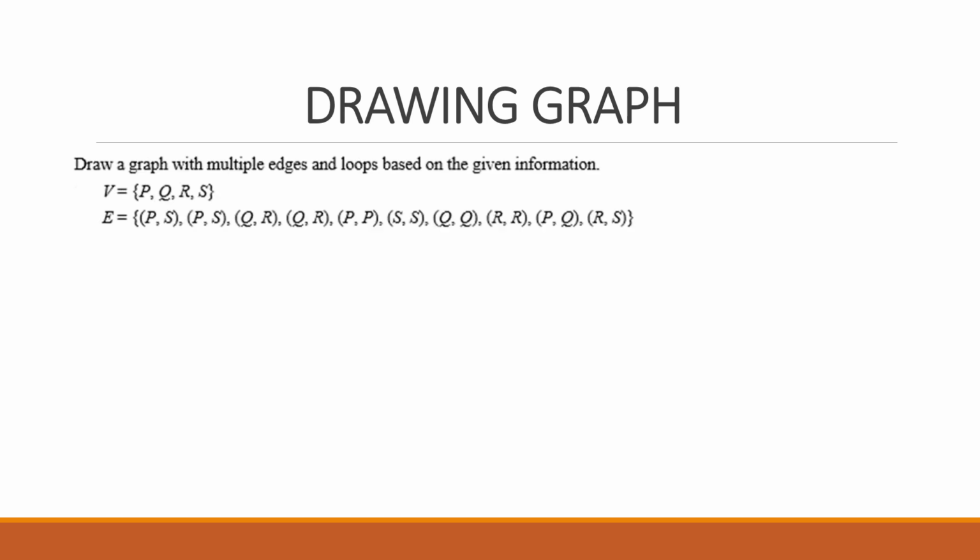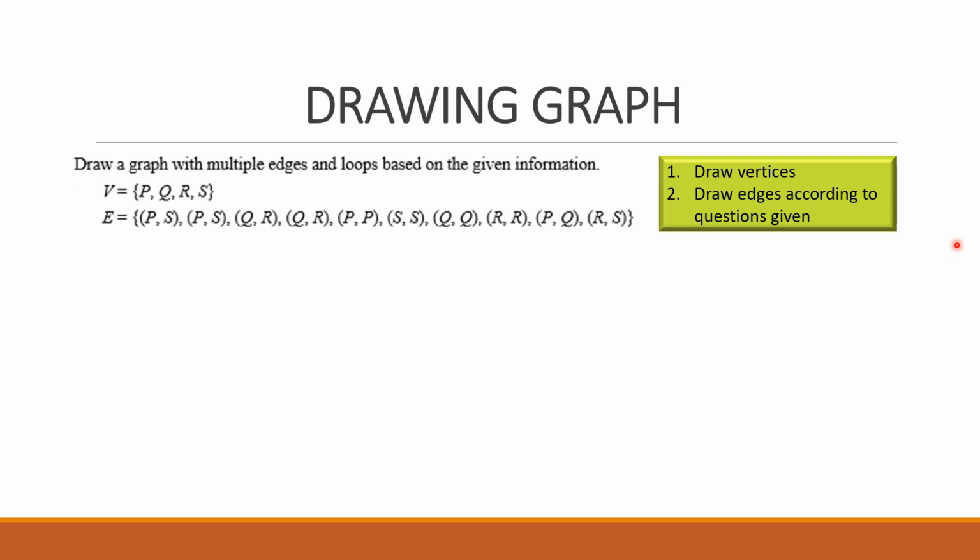So let's see another example here. We have V equal to P, Q, R, S. The vertices are P, Q, R, S, and then we have the given E here. Same as before, we first draw the vertices, which are P, Q, R, and S, randomly. And then draw the edges according to the questions given. Maybe you want to start from the left or from the right, it is up to you. For example, I would like to start with PQ and RS. So PQ, RS. And then I start with PS, PS.